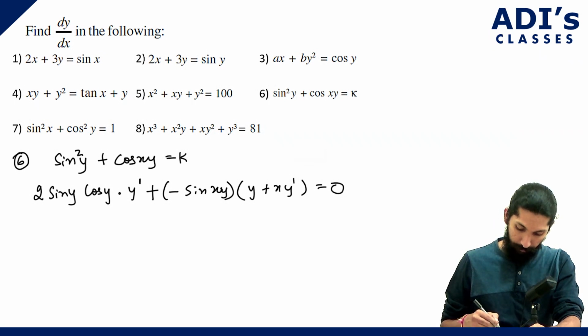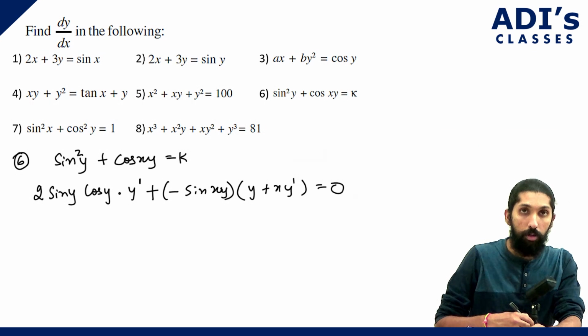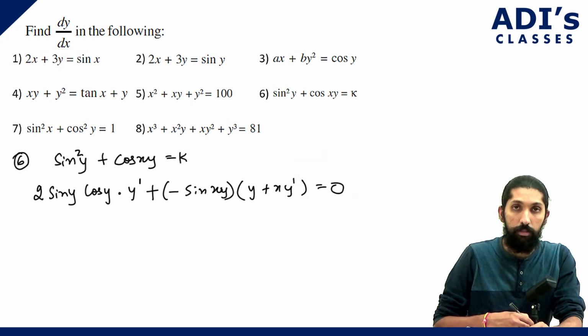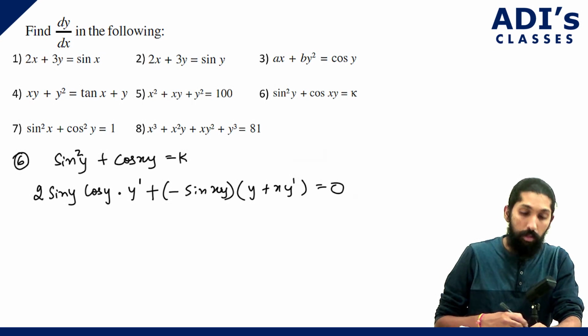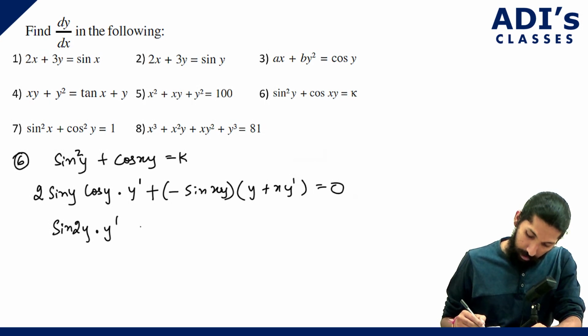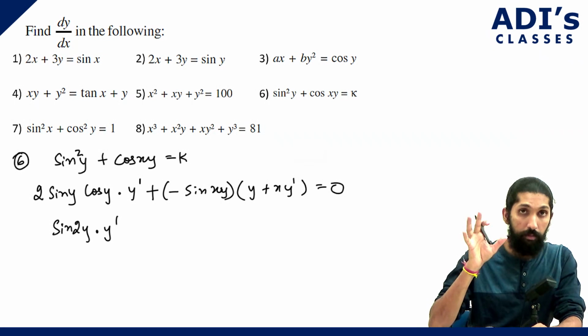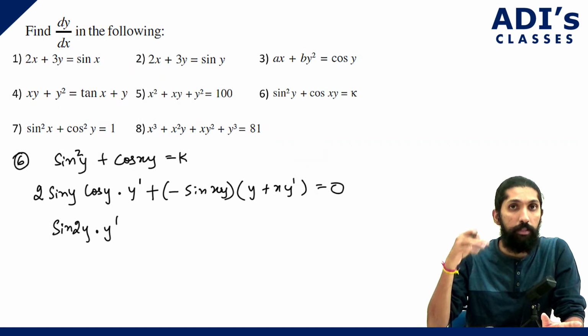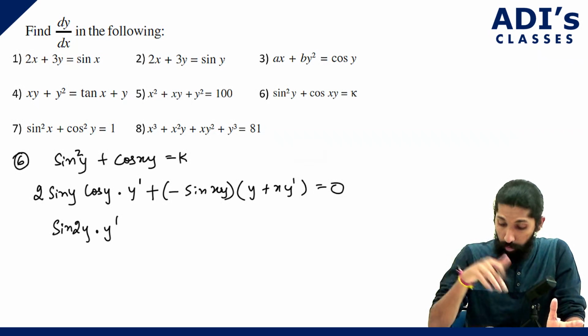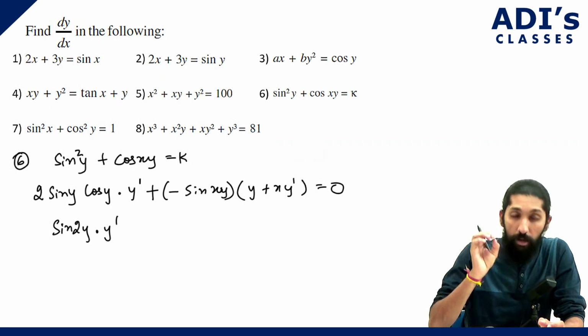So now what do we have? 2 sine y cos y. You can write it in terms of sine 2 theta because it's a multiple angle. So you're going to get sine 2y into y dash. Please multiply. Multiply, that means you're going to apply the distributive property. Okay, you can do that. Or if you want, you can take it to the other side, but you have to simplify.